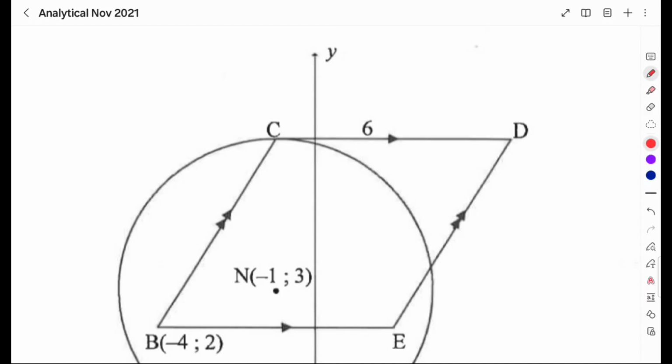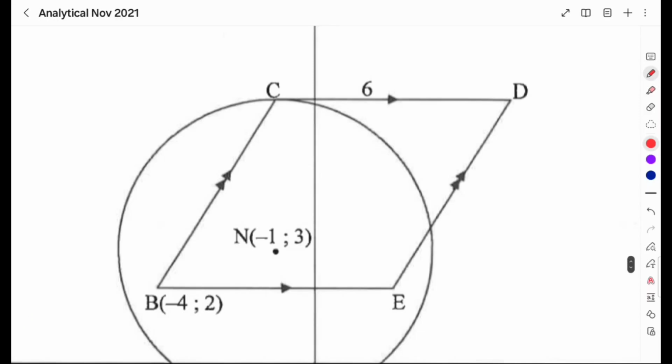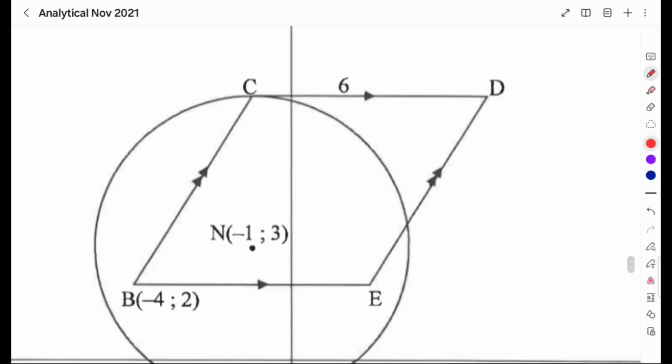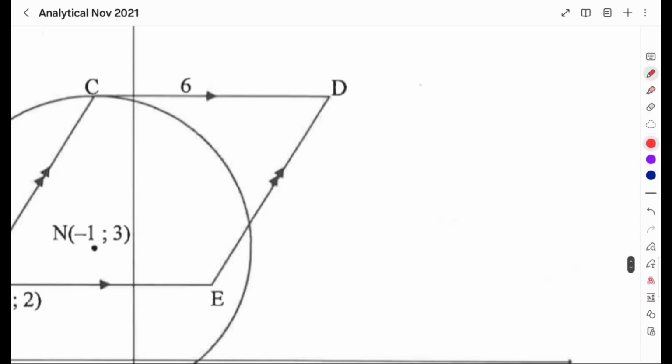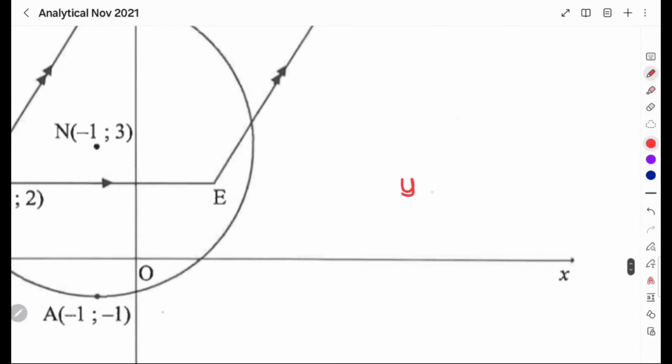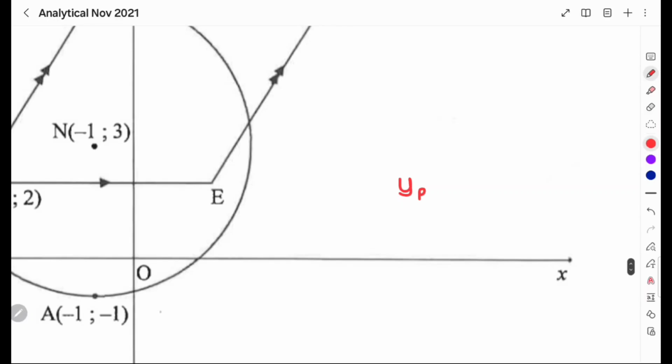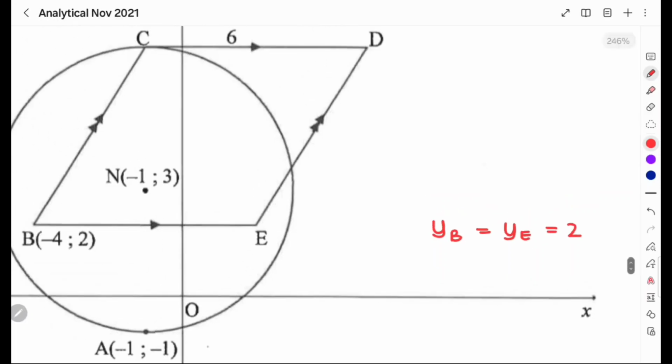Now, something important to take note of is that the y value of C is going to be the same y value as D, and the y value of B is going to be the same y value as E. Let us actually make a note of that. So the y value of C is equal to the y value of D, and the y value of B is equal to the y value of E, which is equal to 2.